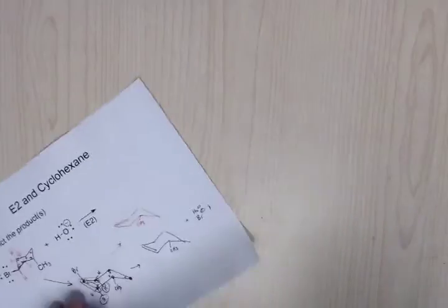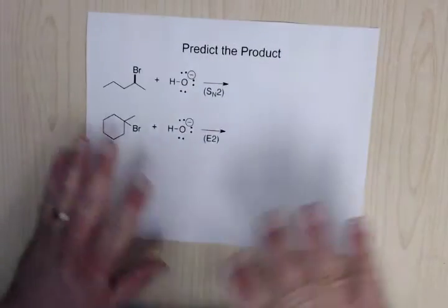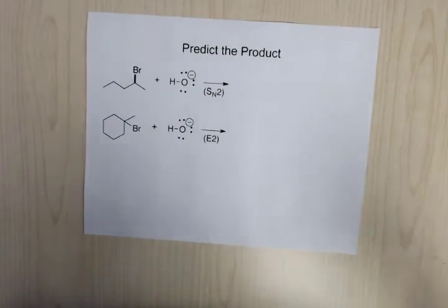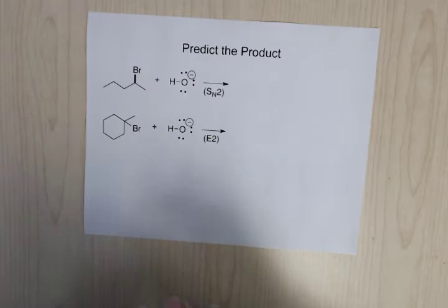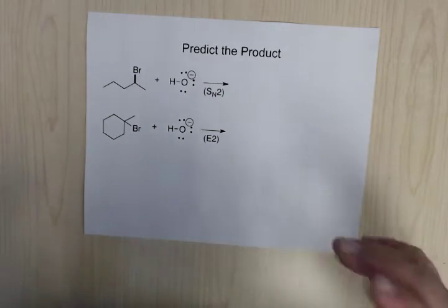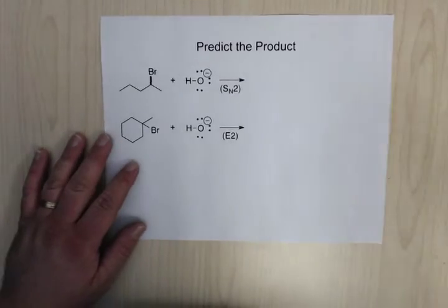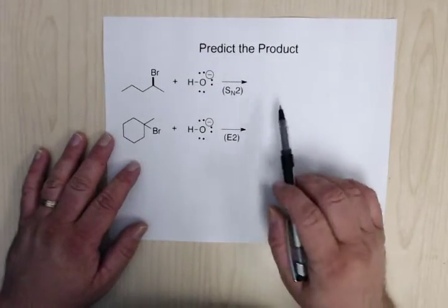I know it's a little crazy, but that's the culmination of all those things we've learned about with acid-base chemistry, E2 chemistry, and chair flips. So that's what we're looking at. For this one, we're going to predict the product.